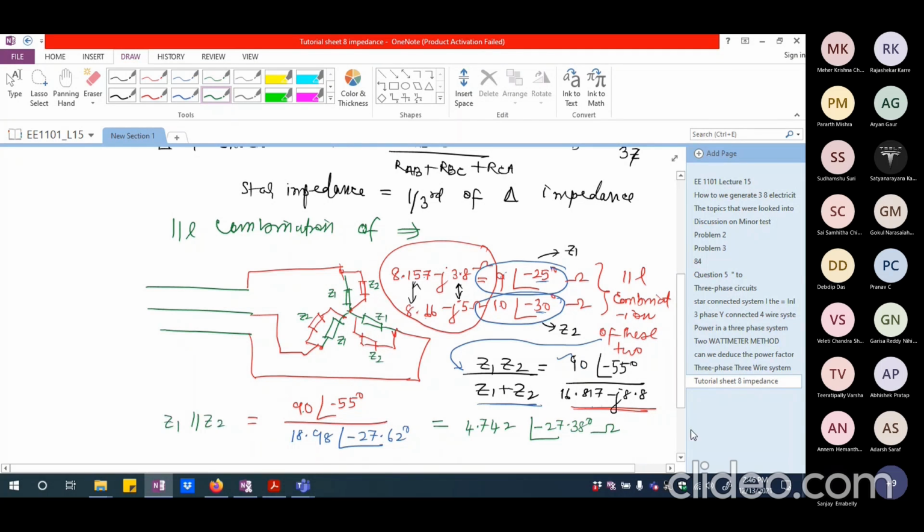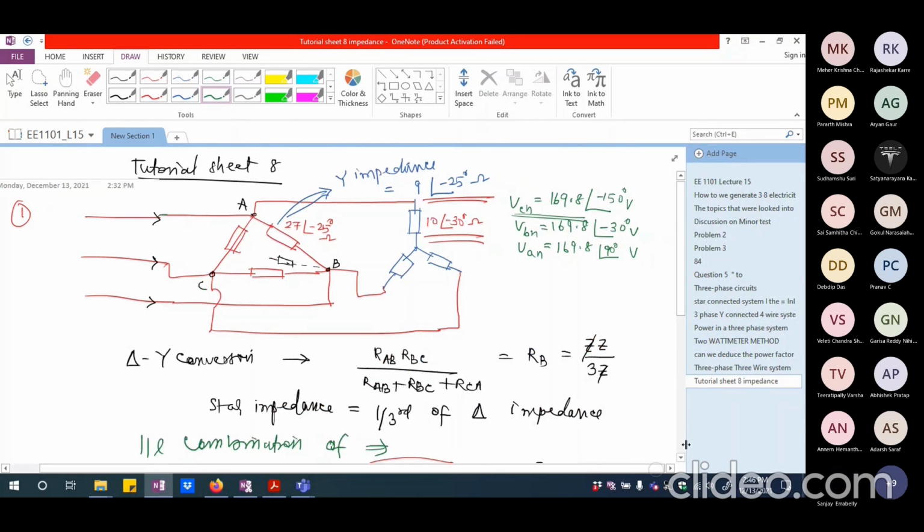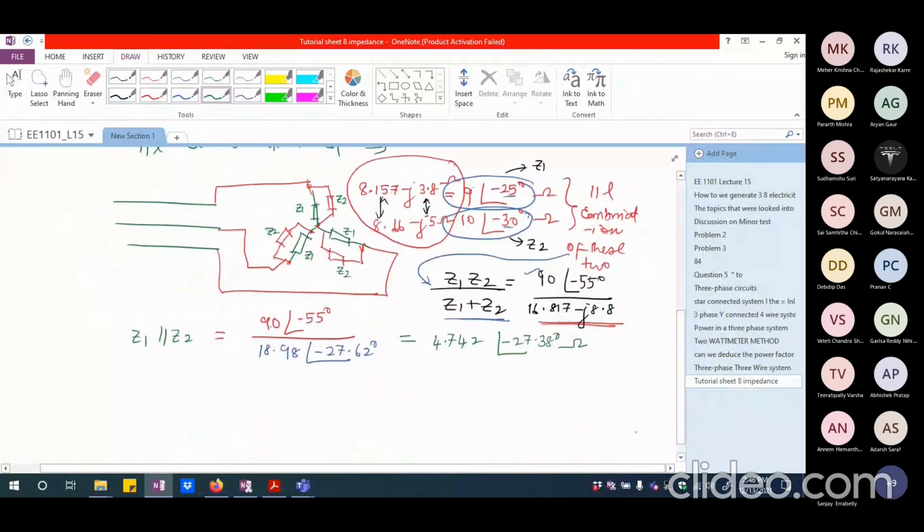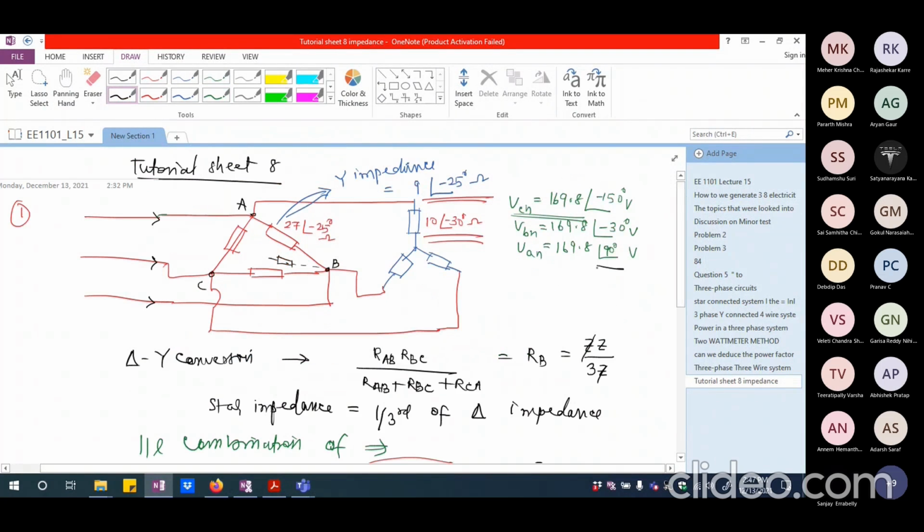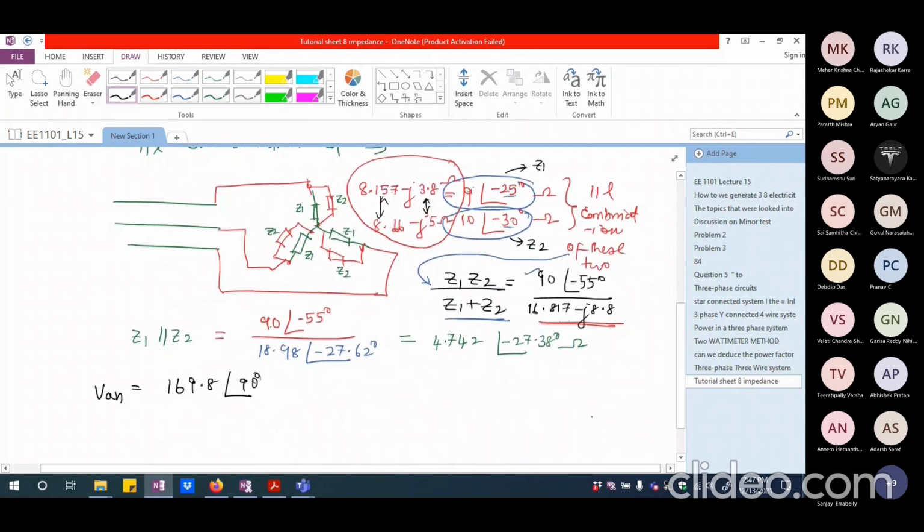Okay. Now that I have the impedances and I have per phase voltages, I should be able to find the current. So let's write VAN equal to 169.8 angle, I think 90 degrees. That's what we got. I'm trying to check. Yeah, 90 degrees. So I should be able to write VAN is this.